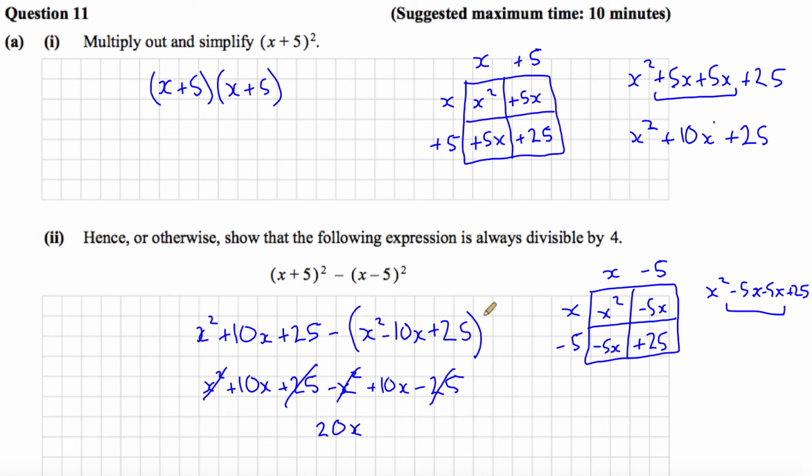And we're asked to show that this expression is always divisible by 4. Well, 20x, that can be written as 4. We can factorize 4 out as 4 bracket 5x. So 20x can always be divided by 4. It's always divisible by 4.